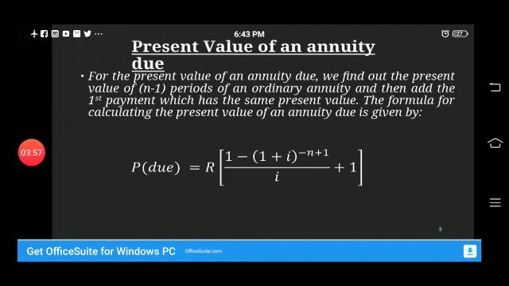Moving forward, present value of an annuity due. For the present value of an annuity due, we find the present value of n minus 1 periods of an ordinary annuity and then add the first payment, which has the same present value. The formula for calculating the present value of an annuity due is given by P, where P means present value and D means annuity due, P = R into (1 minus (1 + i) raised to power minus (n minus 1)) whole divided by i, plus 1.